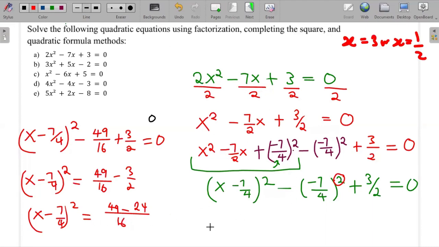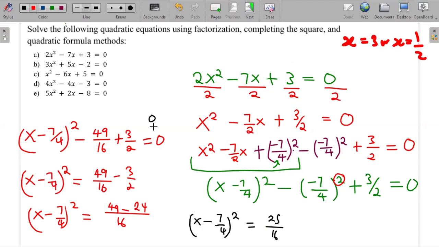I don't want to erase this part because some of you might have questions. So I'll just write down here. So meaning that I have (x - 7/4)² equals, on top there, 49 minus 24 gives me what? 25 over 16. Okay, but my aim is to find the value of x, right?